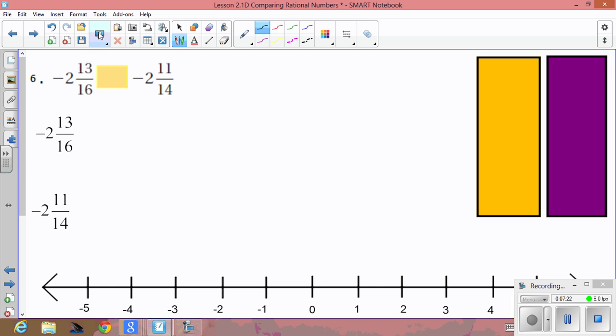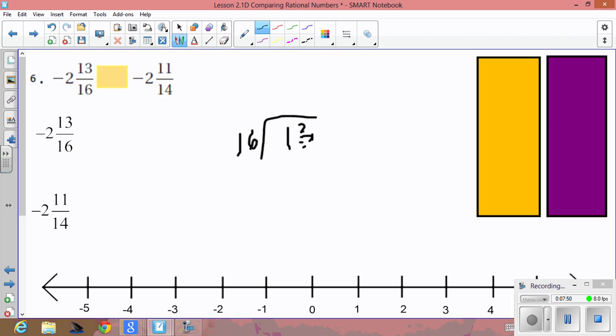In number 6, we want to rewrite both of these fractions as decimals, and they are going to take a little bit of work. So please work with me and make sure that you copy this entire example down. For negative 2 and 13 over 16, we're going to take 13 and we're going to divide that by 16.